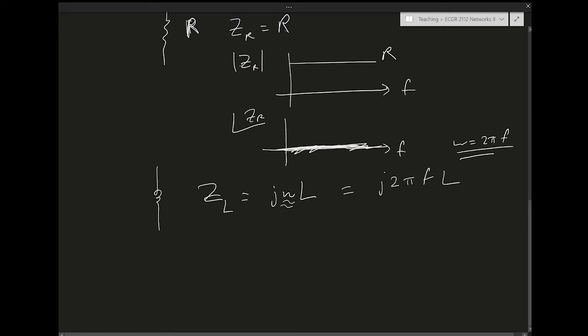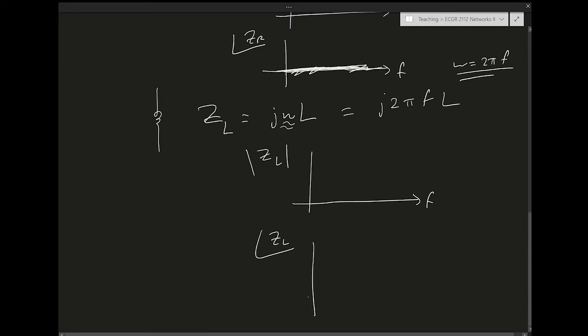Now we can plot this with respect to frequency. We can plot the magnitude of the impedance of the inductor and the phase of the impedance of the inductor, because the impedance is a complex value.